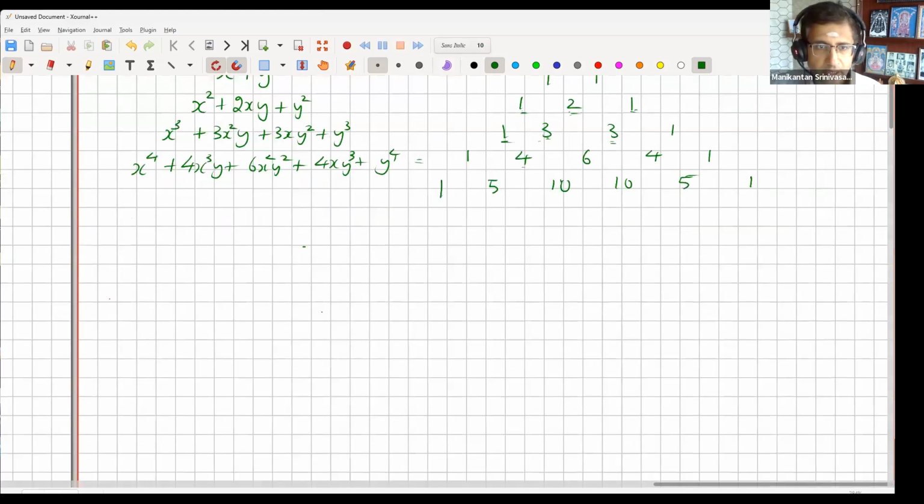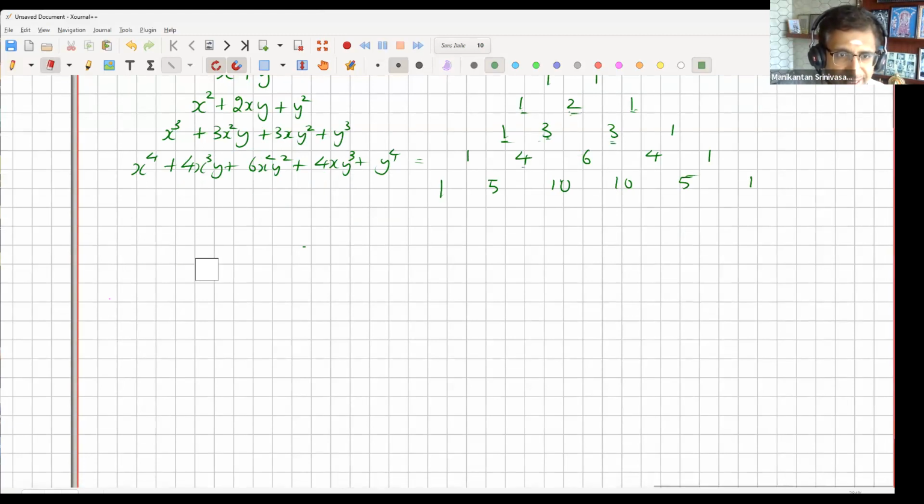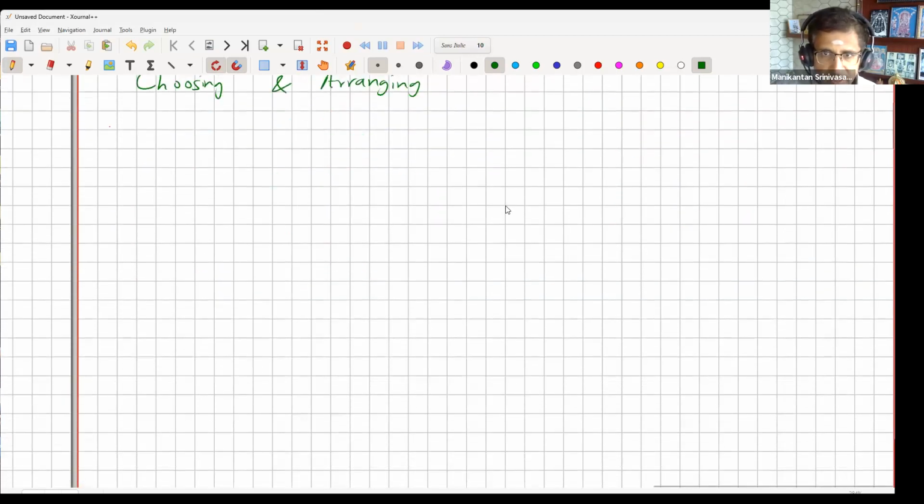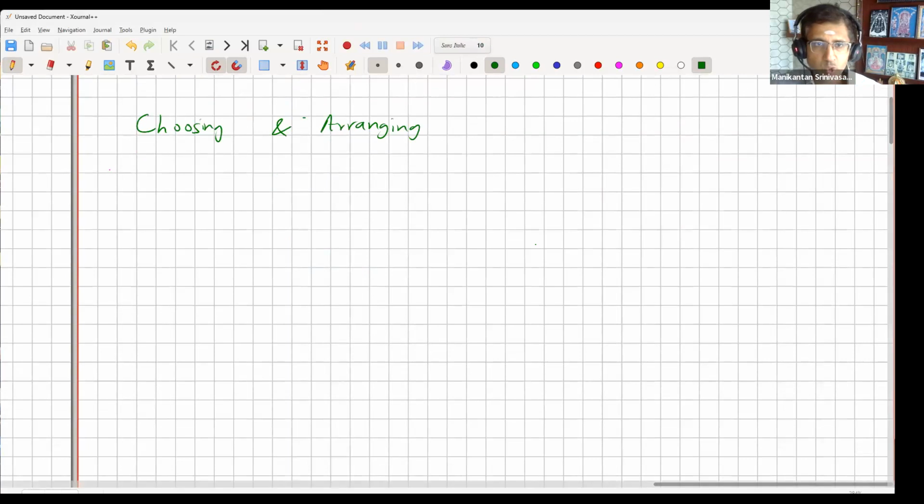Okay, right. So suppose, let's take x plus y whole power. Actually, before that, let's start to do some basics of choosing. Permutation and combination, just very basics of choosing and arranging. So what is this choosing and arranging? So let's take a digression. Forget the Pascal's triangle, choosing and arranging.